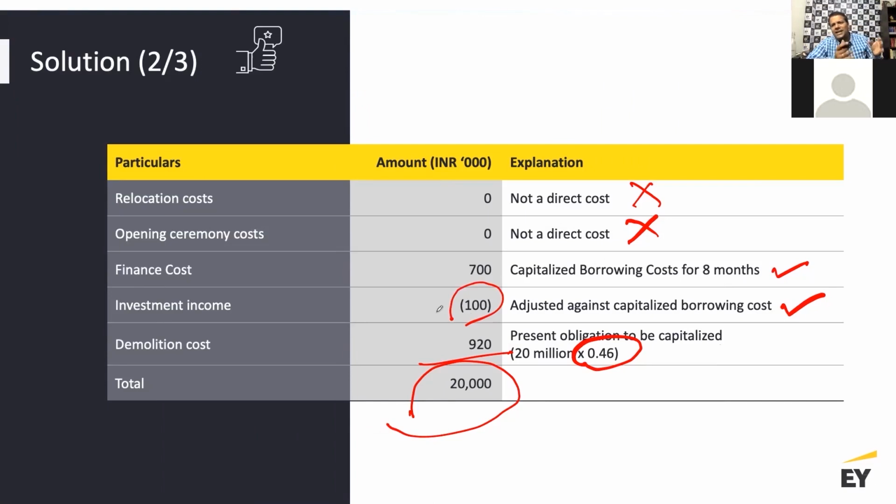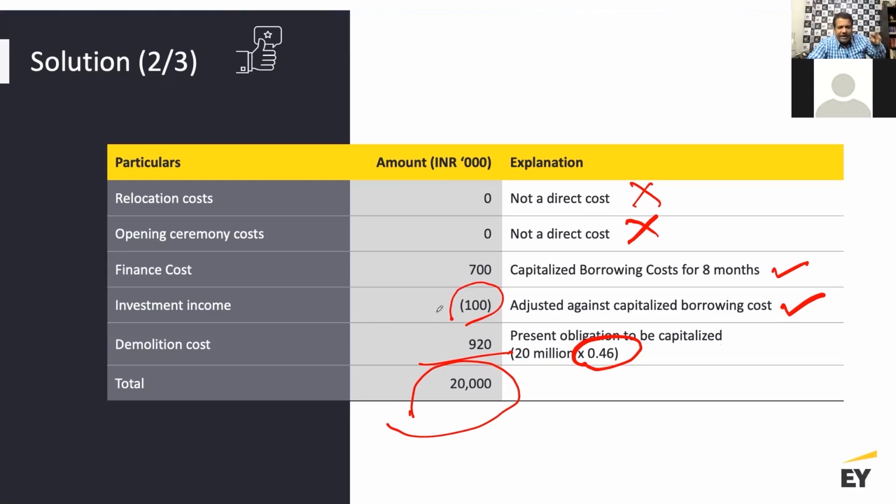So in a sense, if there was a surplus fund which I parked, any money which I generated is to be adjusted. And we're going to cover this in more detail when we talk about borrowing cost as a concept, and how you capitalize the borrowing cost and things like that. Then we'll discuss the borrowing cost standard.